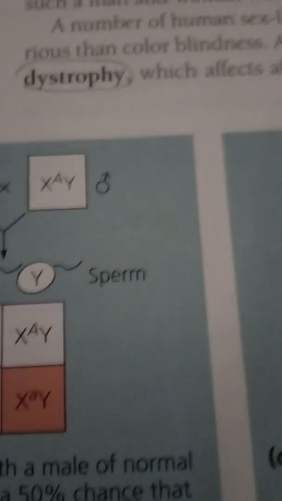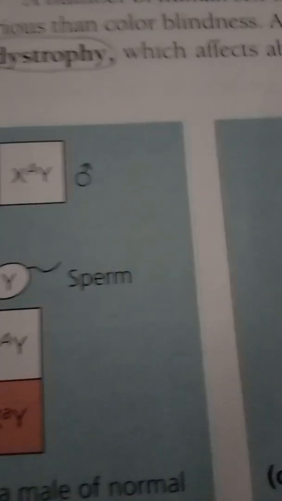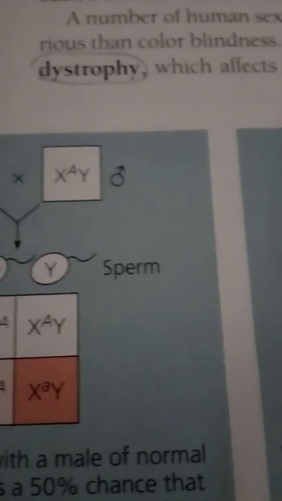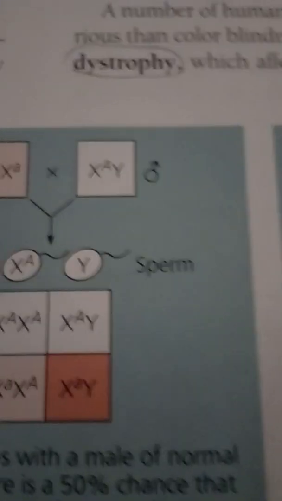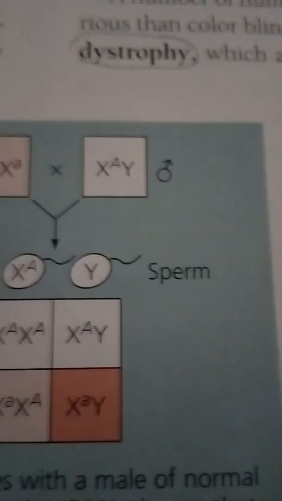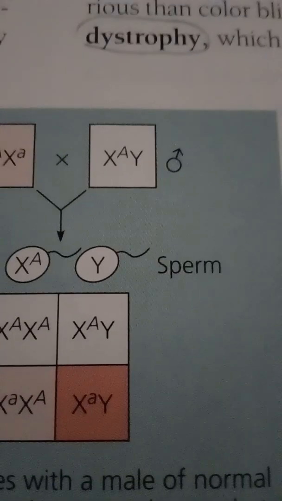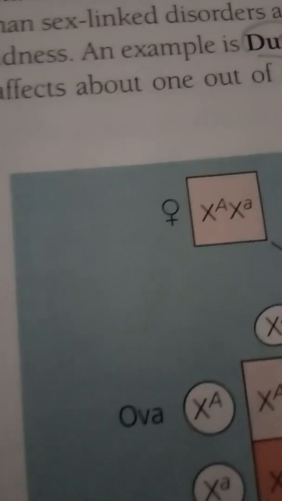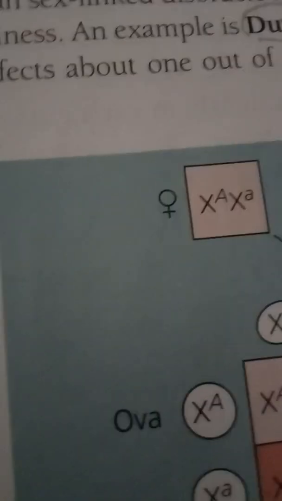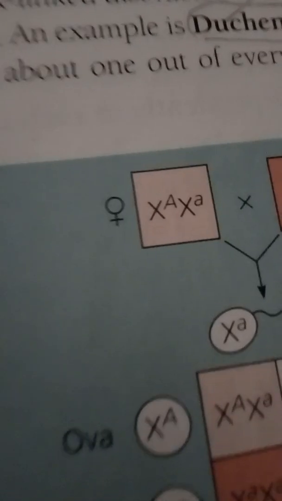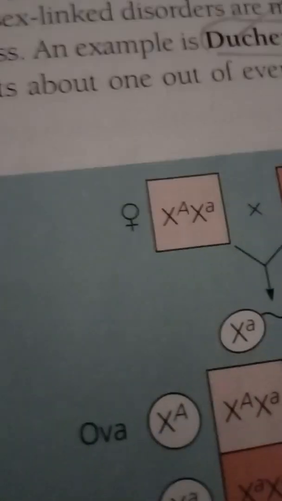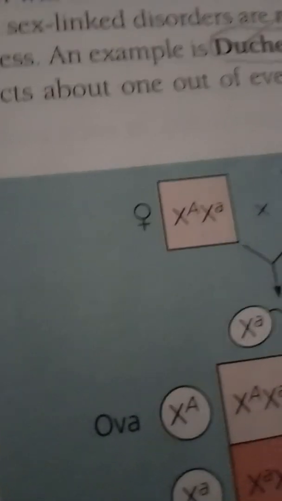Fathers pass sex-linked alleles to all of their daughters, but to none of their sons. In contrast, mothers can pass sex-linked alleles to both sons and daughters. If a sex-linked trait is due to a recessive allele, a female will express the phenotype only if she is a homozygote, because males have only one locus.